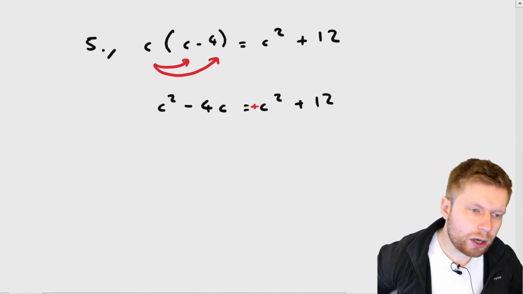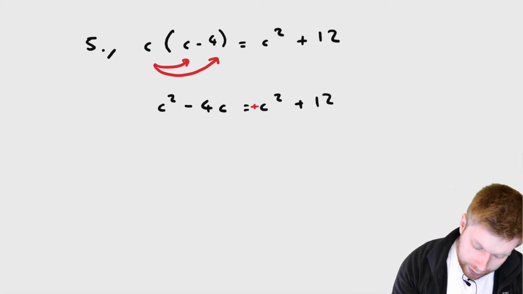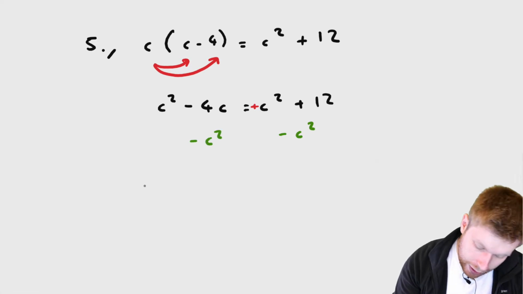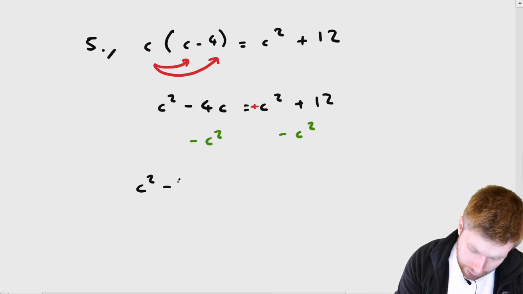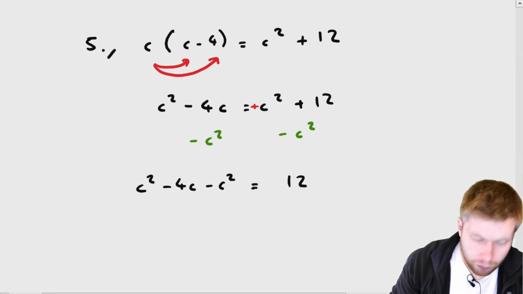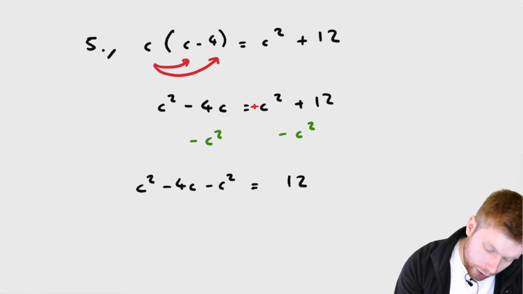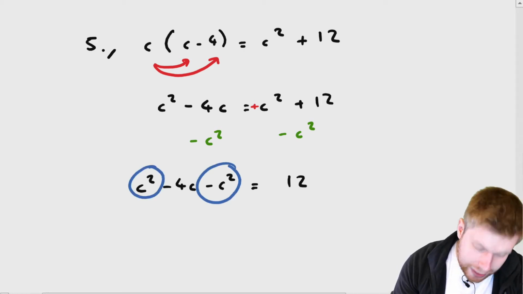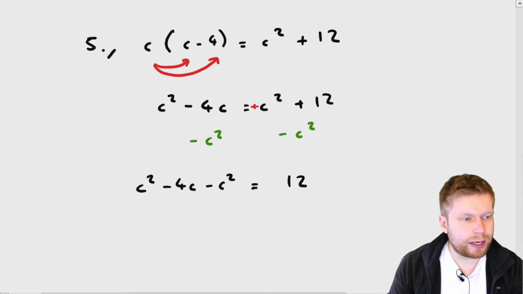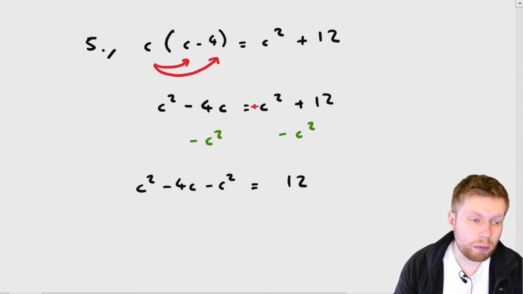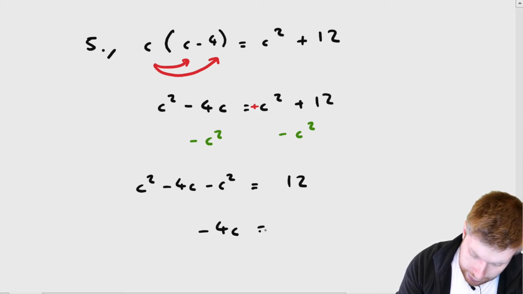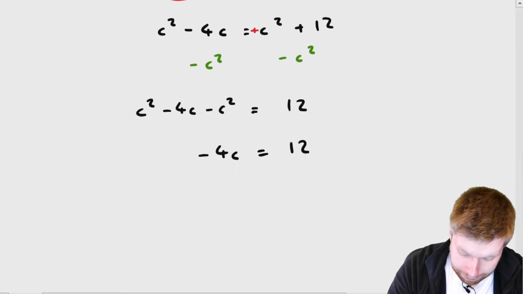So how do I get rid of that positive c squared? Well, I need to take away the c squared. And I need to do that to both sides. So on the left-hand side, I get c squared minus 4c, take away c squared, which has got to give 12 on the right-hand side. Now have a look. C squared, and I take away c squared. Collect together those like terms like we did in the last video. C squared take away c squared is just going to give me 0, okay? So therefore, I'm just going to be left with negative 4c on the left-hand side and 12 on the right.